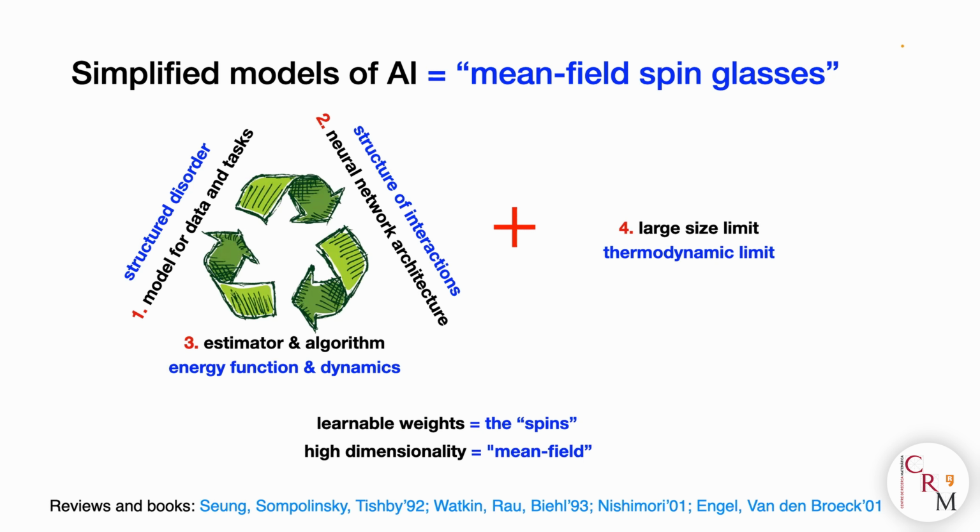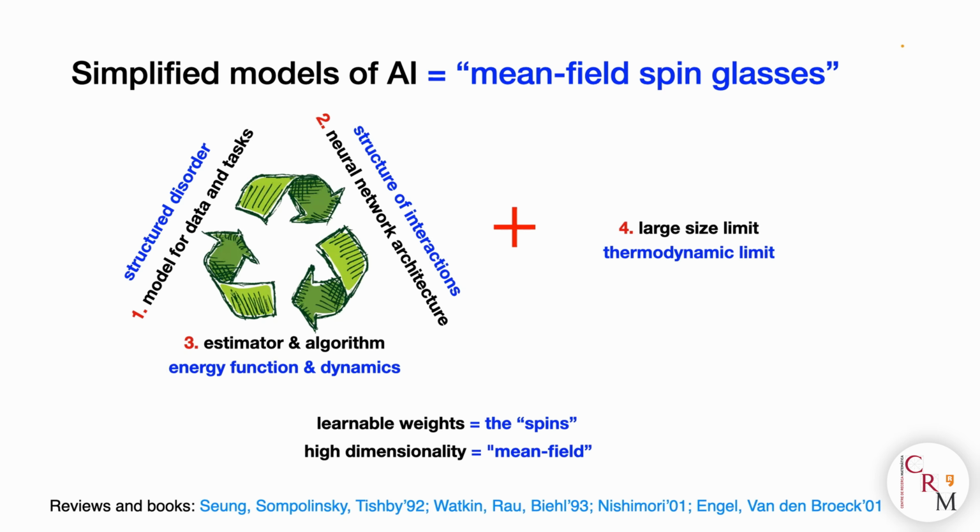The weights that are being trained in the neural network, if you are familiar with the Ising model, imagine them as the spins that are moving. And then the data, that's the structured disorder, if you are thinking of disordered physical systems. The architecture of the neural network describes the interaction between the weights and the data, between the spins and the disorder. And the estimator and the algorithm describe what the energy function is and what the dynamics is that is running there. We are not necessarily thinking of equilibrium when we run gradient descent. It's a highly out-of-equilibrium process. And the large size limit is the thermodynamic limit.